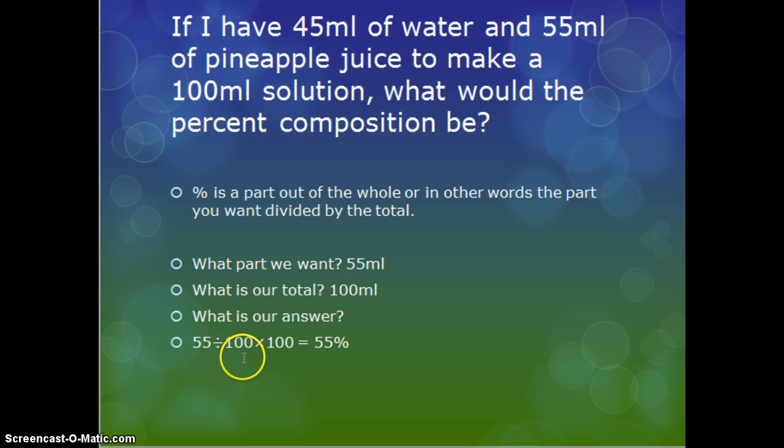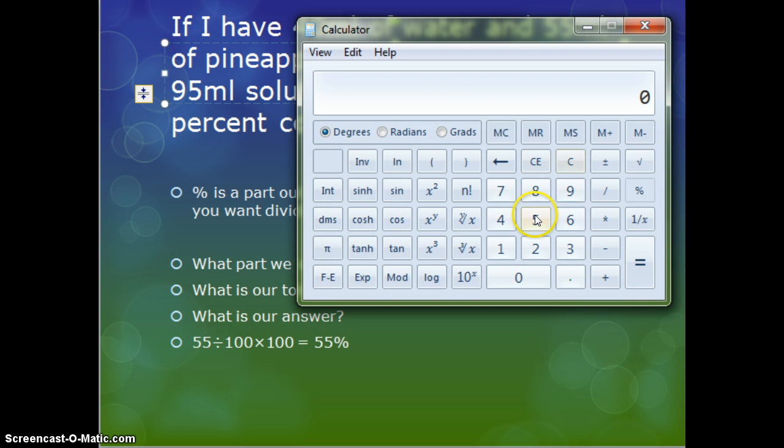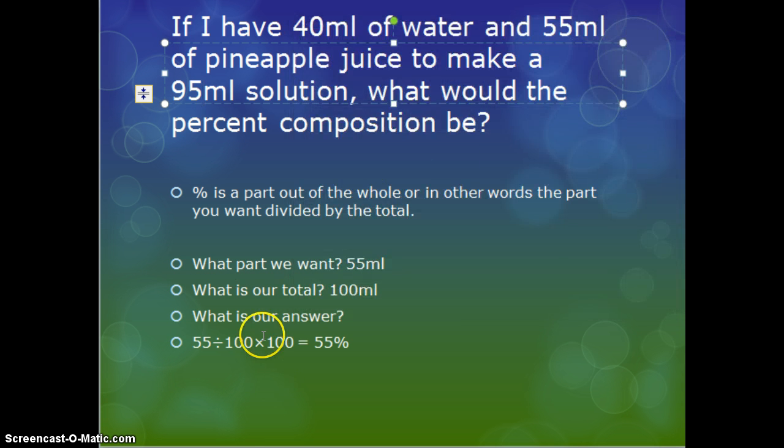You take 55 divided by 100, and then times 100 to get 55%. So if you just have 100 milliliters total, I can just say 55 out of 100, that's 55%. But if I give you a different total, like let's say I change this to that, now it would be out of a 95 milliliter solution. So now I would have to take my 55 divided by my total, and then times 100 to get a percent. Okay, so that's why it's divided by 100 times 100.